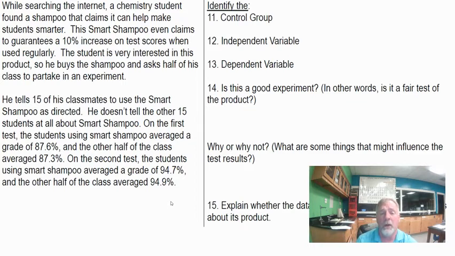Okay, question 11 here. We want to identify the control group. Remember, our control group is the thing that doesn't change. We're not doing anything special to them, right? So our control group here is going to be the group, he tells 15 students to use the smart shampoo. The other 15, they don't know about the smart shampoo. So that would be our control group, the ones that don't know about the smart shampoo.